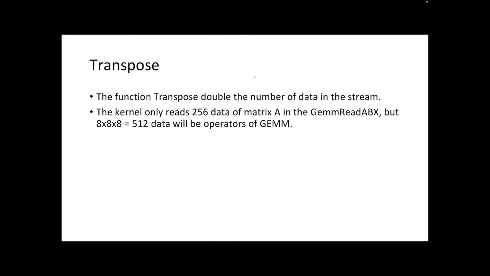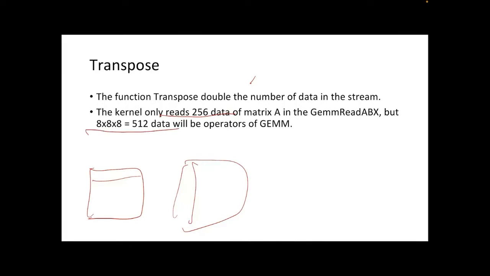Okay, so here's the transform function. As you know, matrix multiplication is this times this, so we need to transform one of them to align each row and column. With the transpose, it enables us to read only 256 times from the DDR instead of the naive case, which is 512.